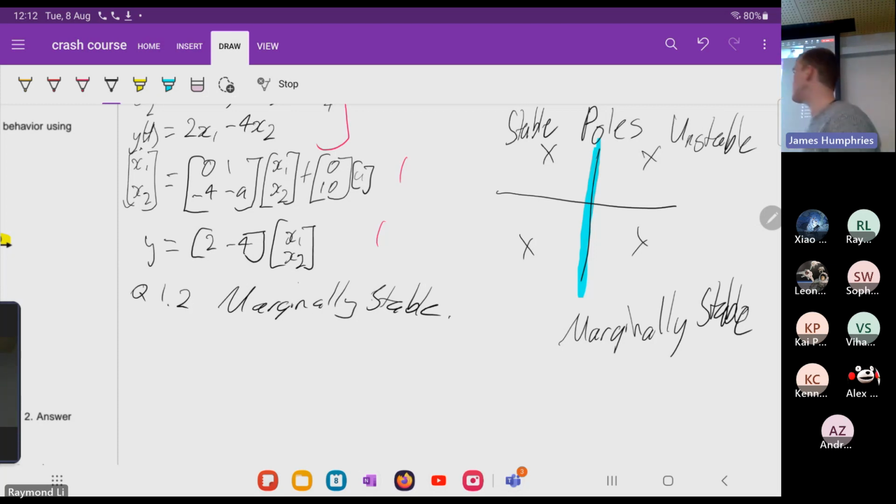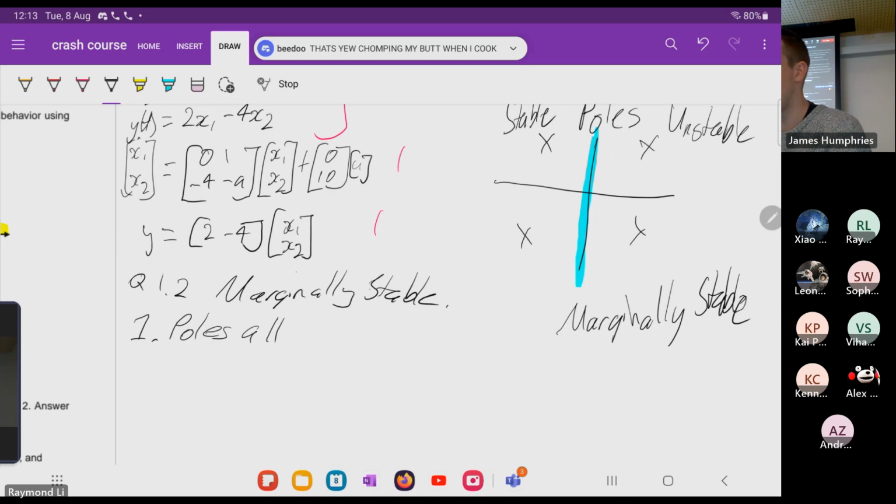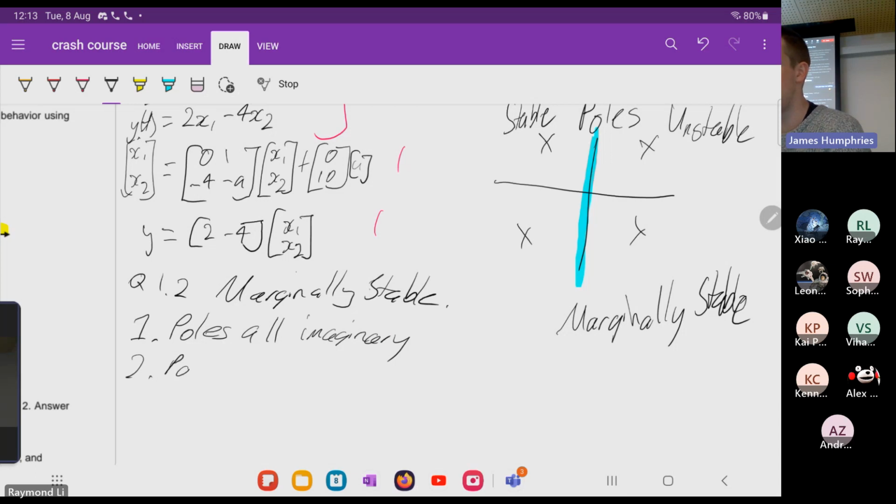So the important thing for this question is, we know that anywhere on that line is marginally stable, which then means that there are 2 conditions that can be met for a system to be marginally stable. From there, what do you think the 2 conditions would be? Yep, poles all imaginary, or pole at origin. That make sense?